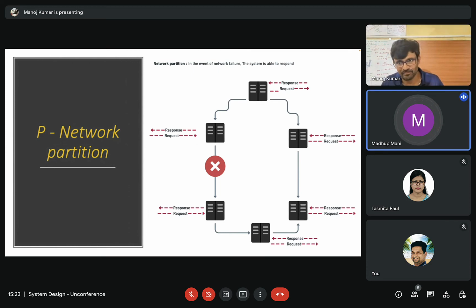Can you tell me what the book name is, Manoj? No, Martin Kleppmann is the author. It's called Designing Data-Intensive Applications. Designing Data-Intensive Applications. Okay.